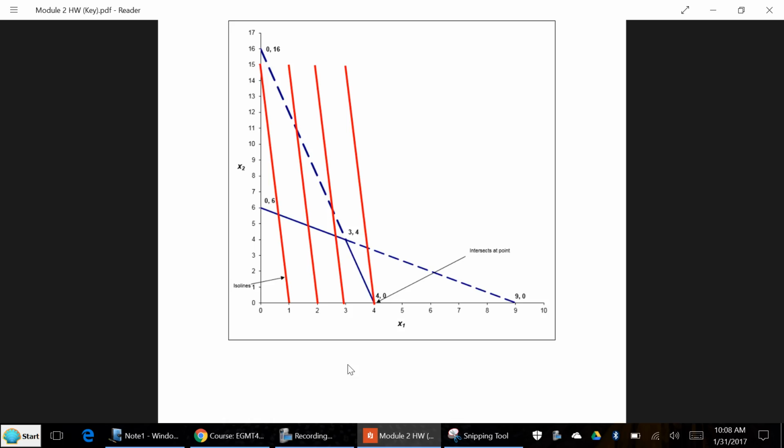So does everyone kind of understand the concept of what's going on with these problems? At least we're trying to maximize the value, right? And there's some point where that value is maximized, or there are some points if the objective function has the same slope as one of the constraints. All right.